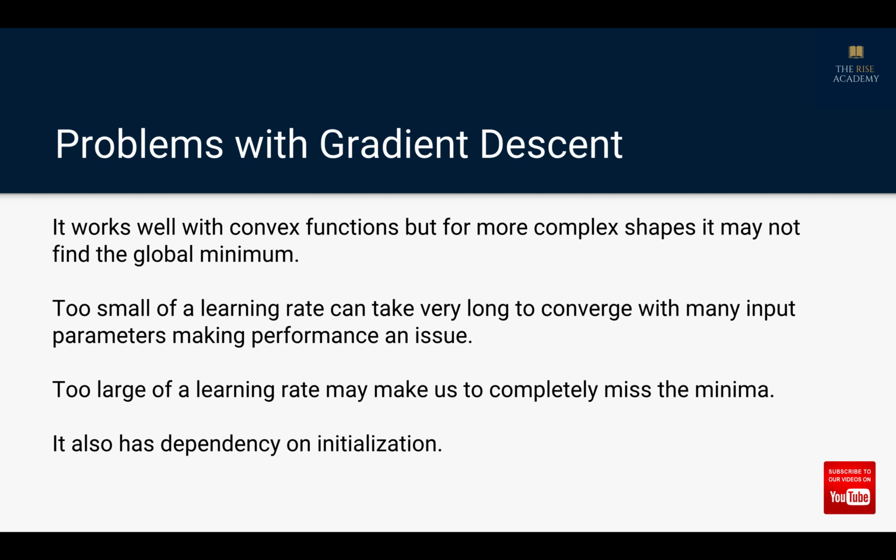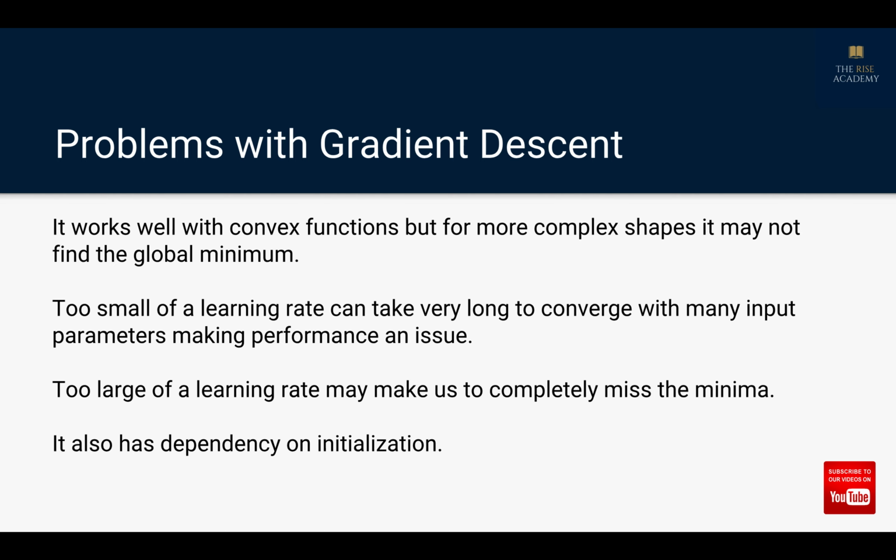And the other problem is that it has a dependency on initialization, right? Like I said before, the learning rate is manually decided, so you have to do a lot of trial and error to find out the right learning rate. In the same way, when it comes to initialization, you have to initialize your starting point with gradient descent, and that may also create problems, based on your initialization, in how the algorithm then proceeds forward, right? So these are some problems with gradient descent.